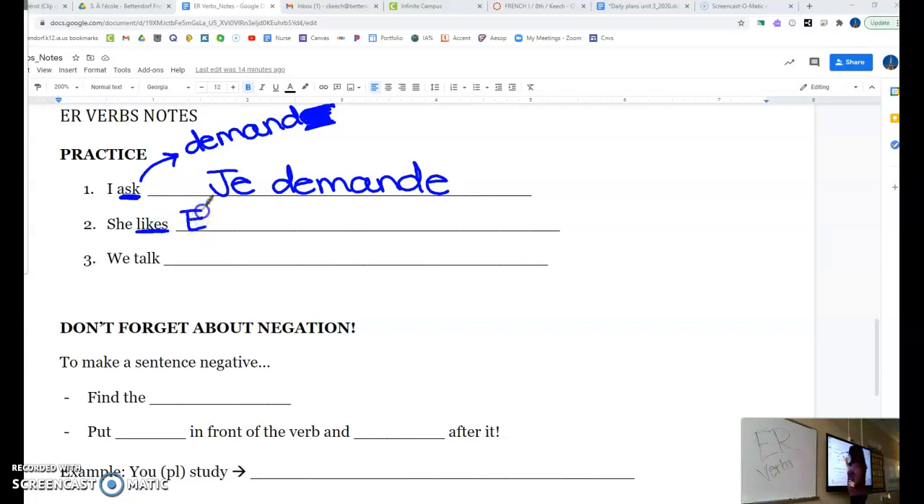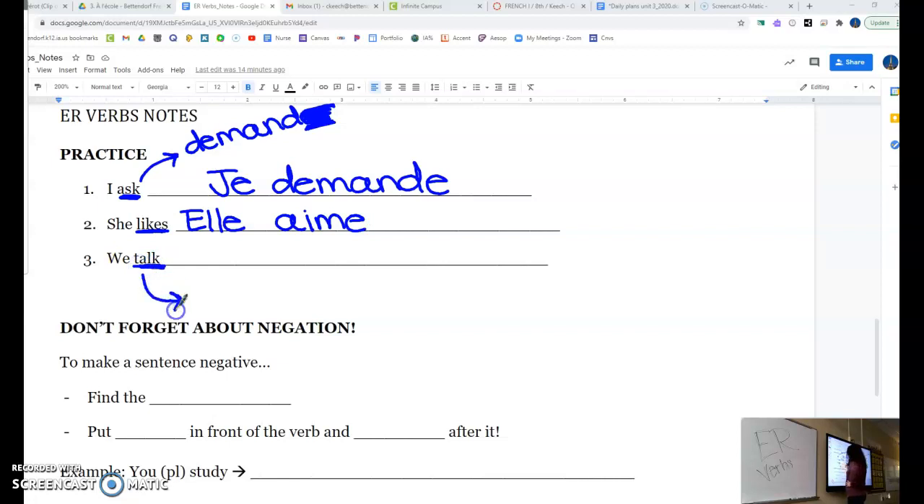Hey, for she likes. First of all, we can just put elle for she. Likes is aimer, A-I-M-E-R. We take the ER off, and we're left with our verb stem. My ending is an E. So I guess I could have just taken the R off. Elle aime means she likes.